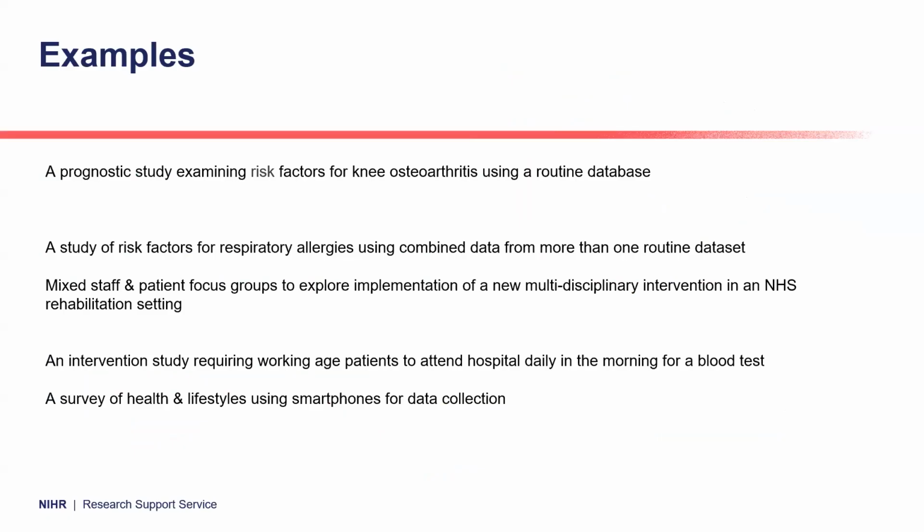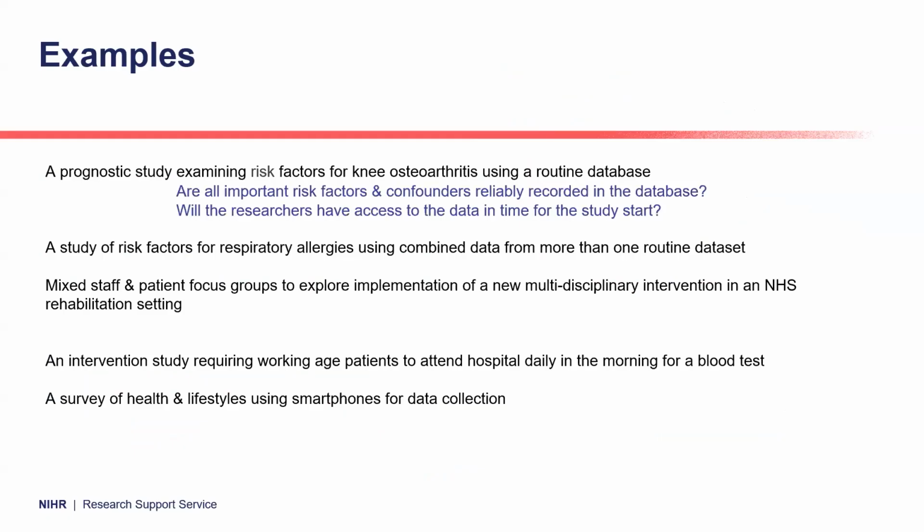So some examples here. A prognostic study examining risk factors for knee osteoarthritis using a routine database. Questions might be, are all important risk factors and confounders reliably recorded in the database? Will the researchers have access to the data in time for the study start? A study of risk factors for respiratory allergies using combined data from more than one routine data set. Well, can data be standardized across data sets, or have they just simply been collected in an incompatible way?